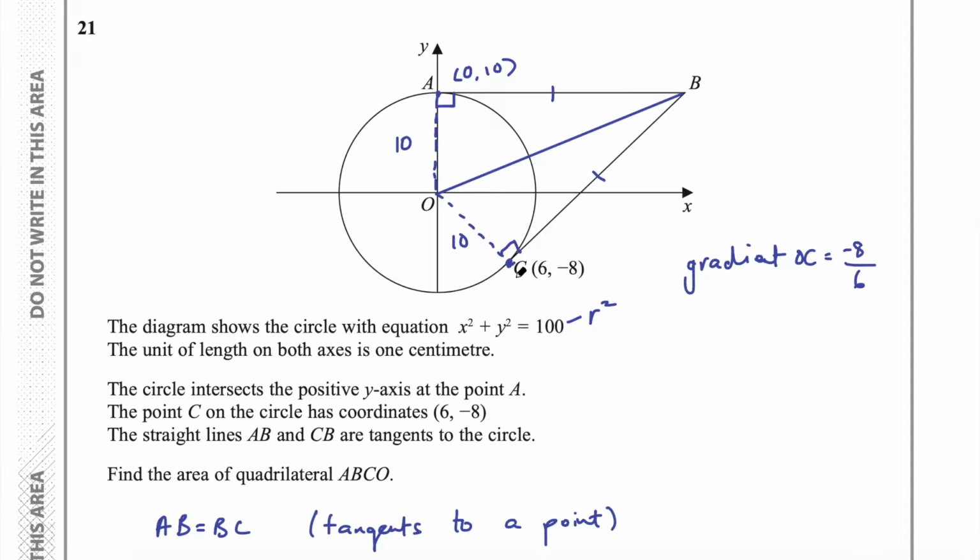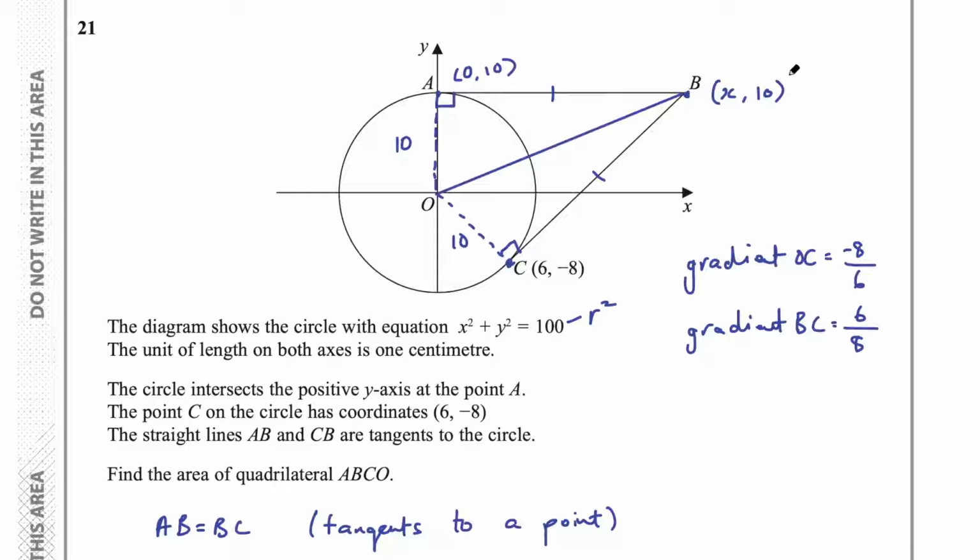Now, the rule with perpendicular lines is that their slopes are negative reciprocals of each other or negative inverses of each other. So the gradient of CB is just going to be the negative reciprocal of gradient of OC. So I just flip that round and change the sign of it. So it's going to be 6/8. So I know the gradient, therefore I know that the rise and the run of CB needs to equal 6/8. Now because this line is perpendicular to A, I know that B is also something, 10. So I know the y coordinate is 10 and I'm looking for that x coordinate.